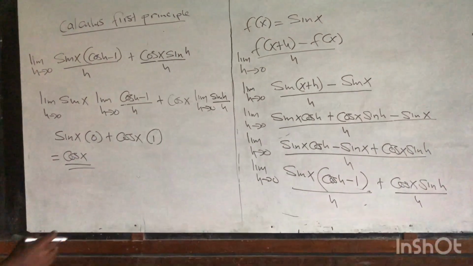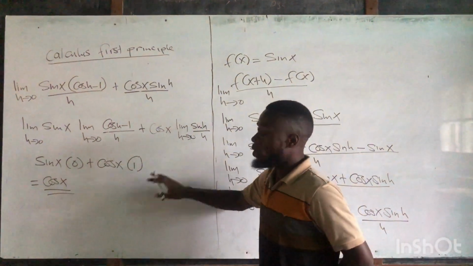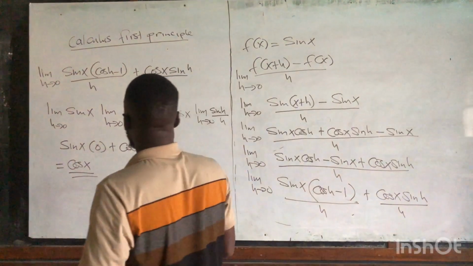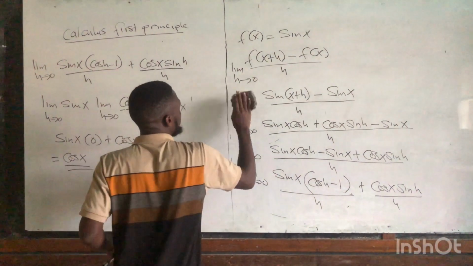And we know when you differentiate sin x, it will give us cos x. So this is how you solve this using the first principle method. So let's go to the next question.